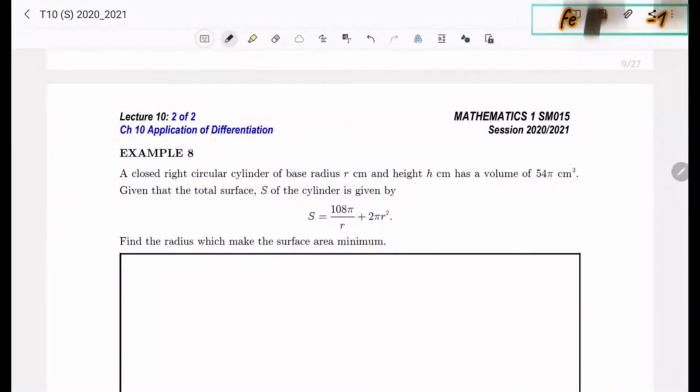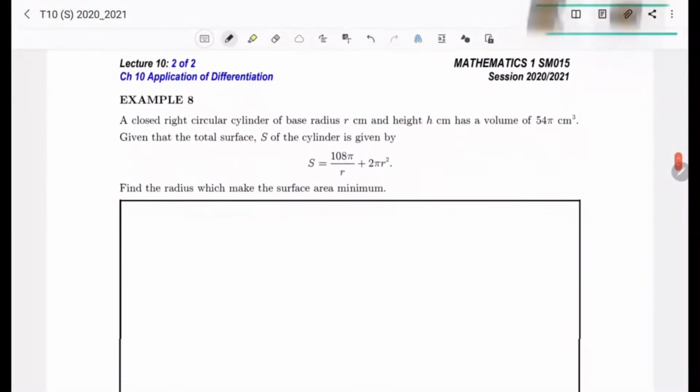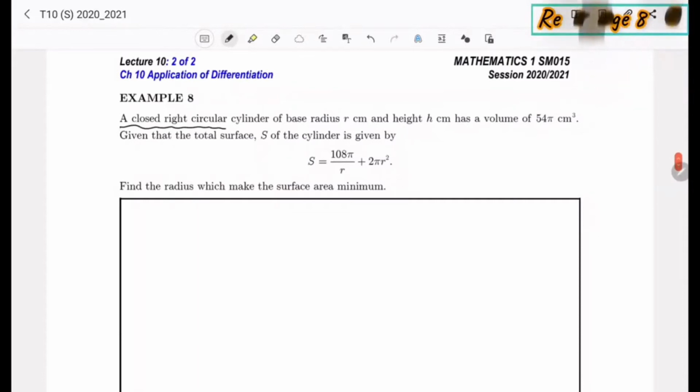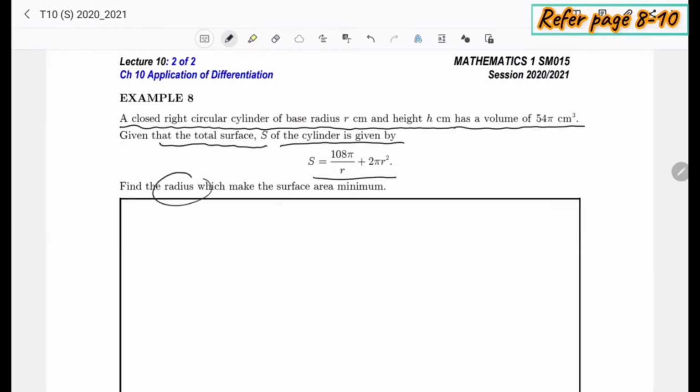Let's look at the second example on optimization problems. A closed right circular cylinder of base radius r cm and height h cm has a volume of 54 pi cm cubed. Given that the total surface area S of the cylinder is given by this formula, find the radius for which the surface area is minimum. First, we need to differentiate.